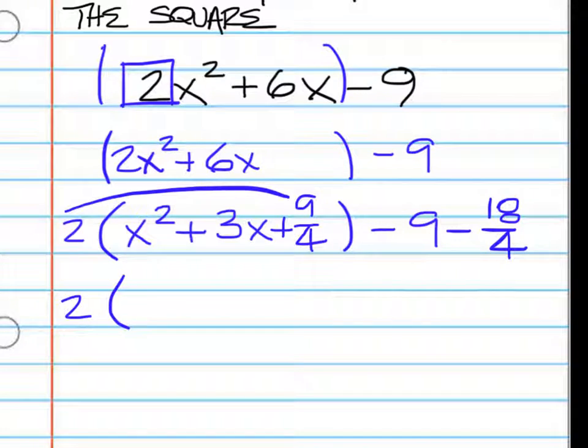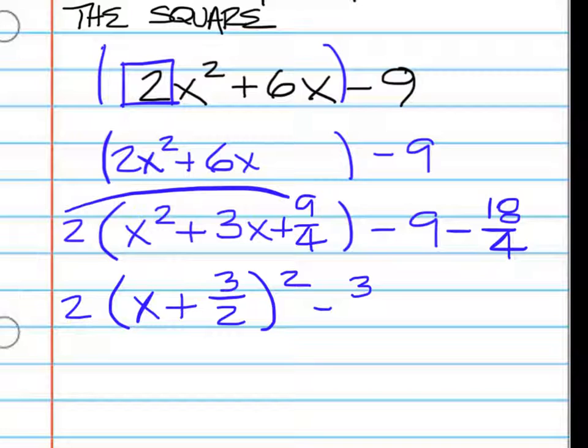So I keep my 2, use the variable, sign from the middle, half of 3, close the quantity and square it, and I have to come up with minus 9 minus 18 out here. So that's really minus 36 over 4 minus 18 over 4.